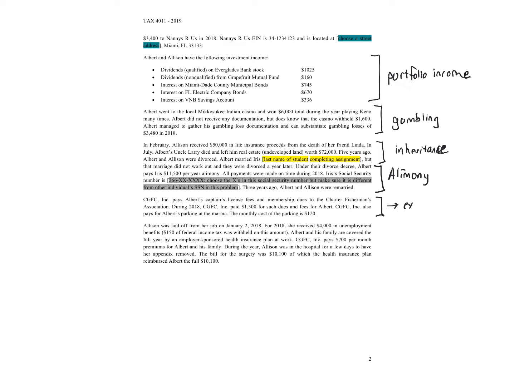We've got some expenses related to one of the taxpayers' activities. We've got some unemployment income and expenses here to consider.